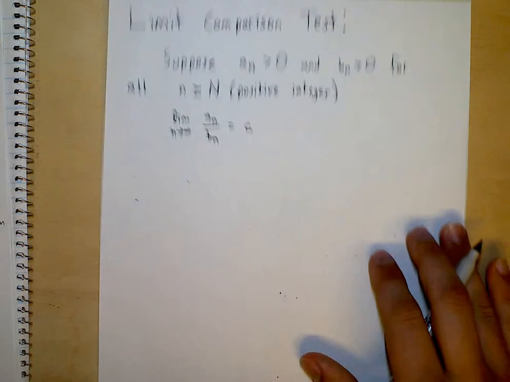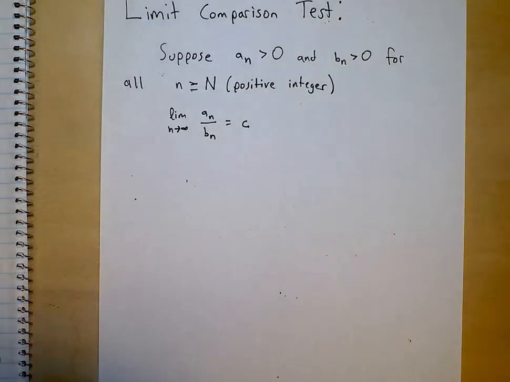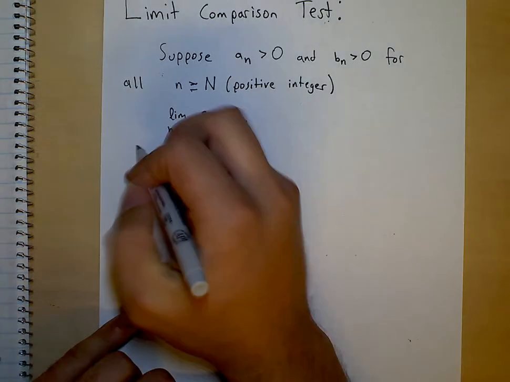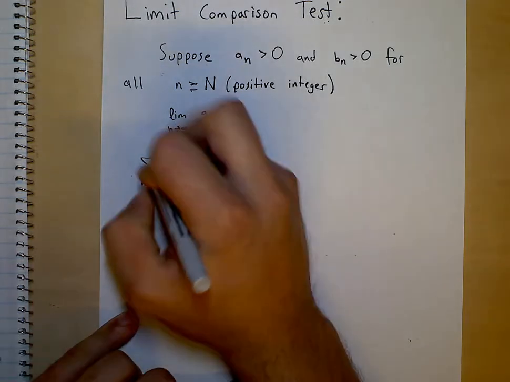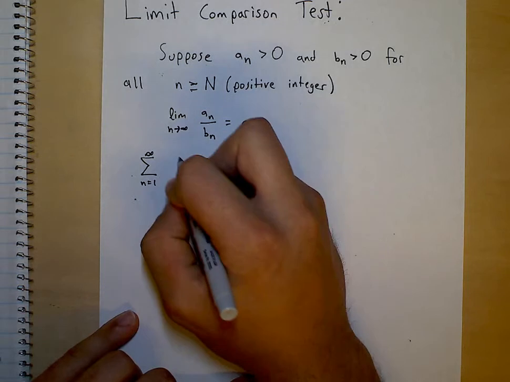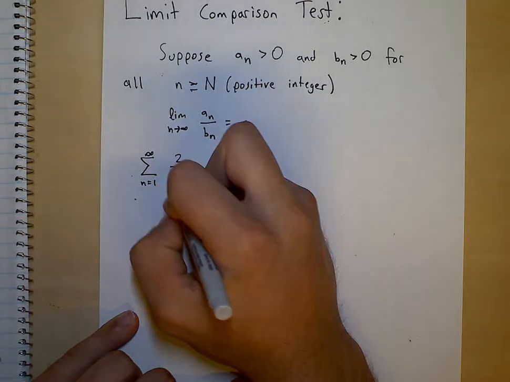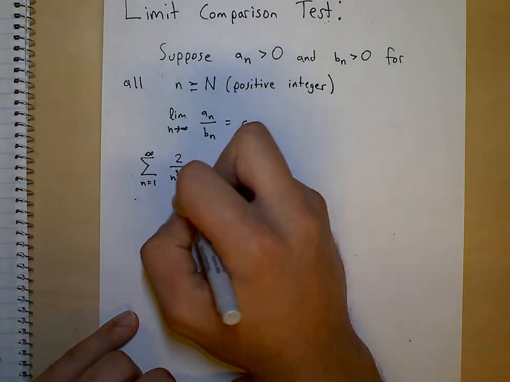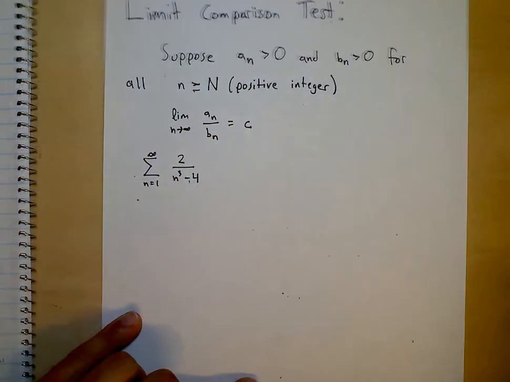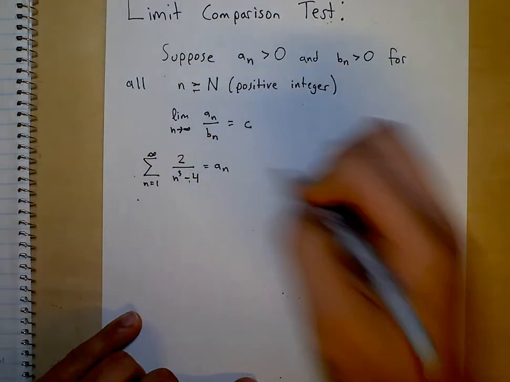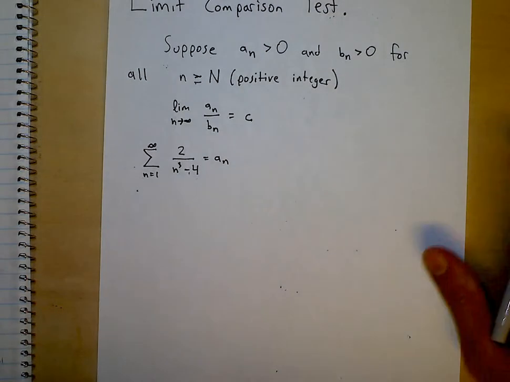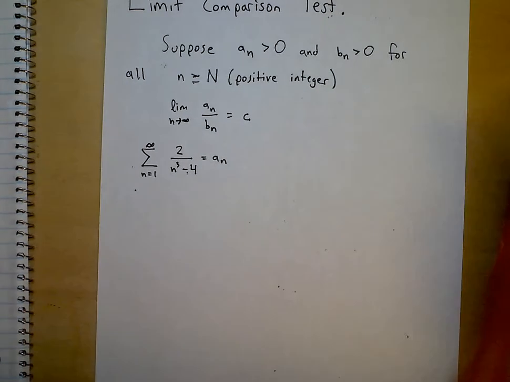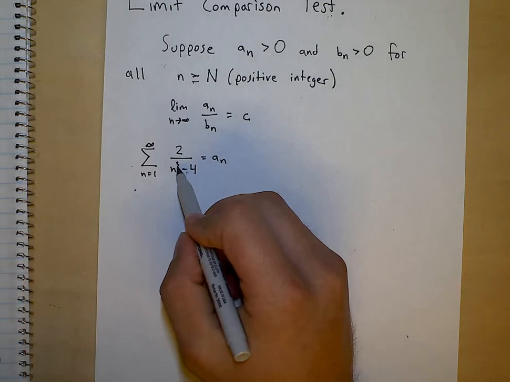So, for the sake of an example, say we have an infinite series from n equals 1 to infinity of 2 over n cubed minus 4. And let's call this a sub n. So normally when you're looking for something to compare to in any of these comparison tests, you want to try to find the highest power and then base it off of that.